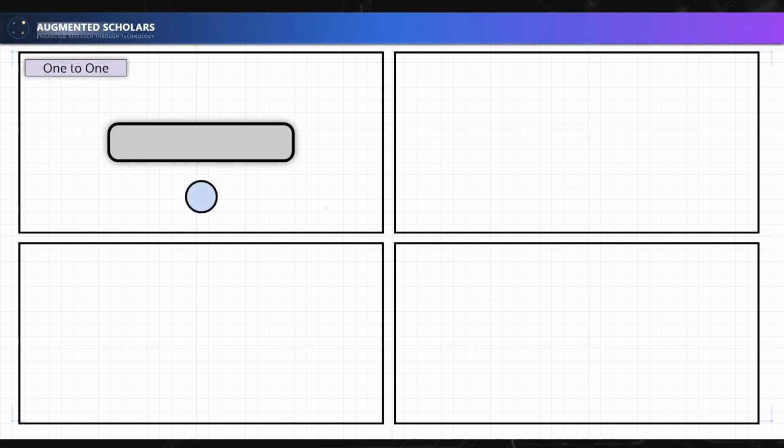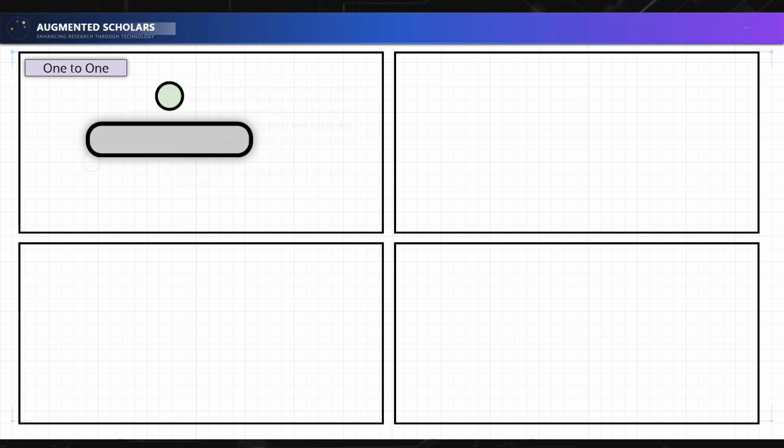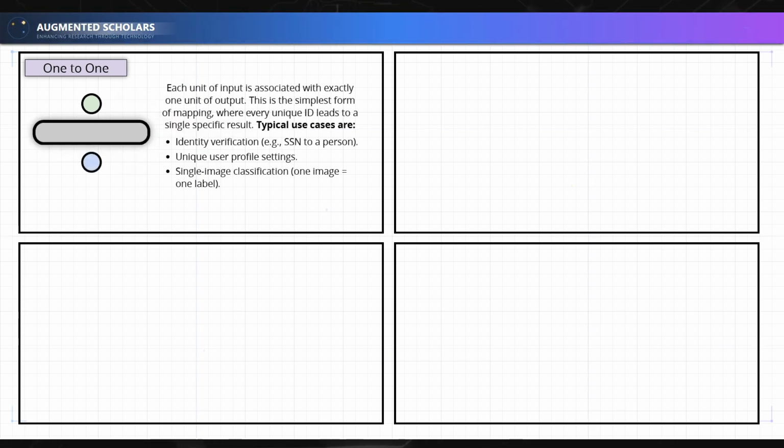Okay, so the first one is a one-to-one mapping. Typically it involves one input and one output. So for each unit of input, it is directly associated with a unit of output. This is the simplest form of mapping we have in deep learning, and it's typically used for single image classification, unique user profile setting. So it's basically one unit in, one unit out.